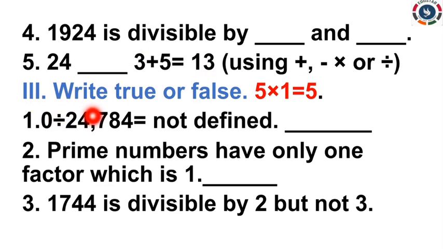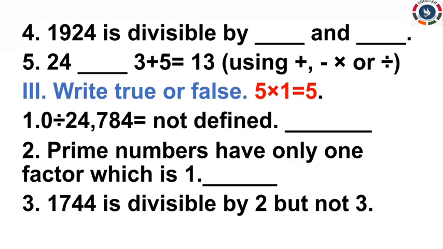Then section 3, write true or false. We have 5 questions. Each question carries 1 mark. So 5 into 1 equal to 5. Number 1. 0 divided by 24,784 is equal to not defined. Actually, 0 divided by any other number, you will get the quotient 0. But what is given here? Not defined is given. So it is a false answer.